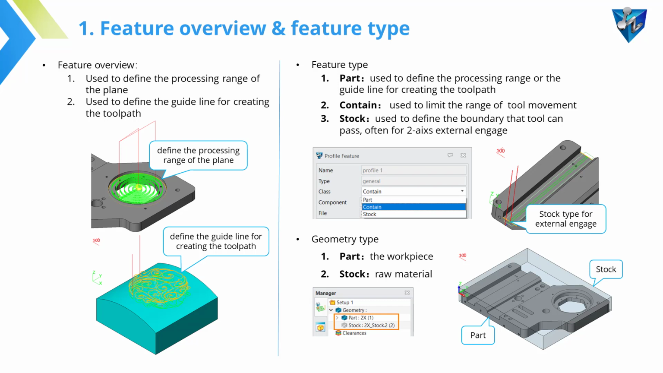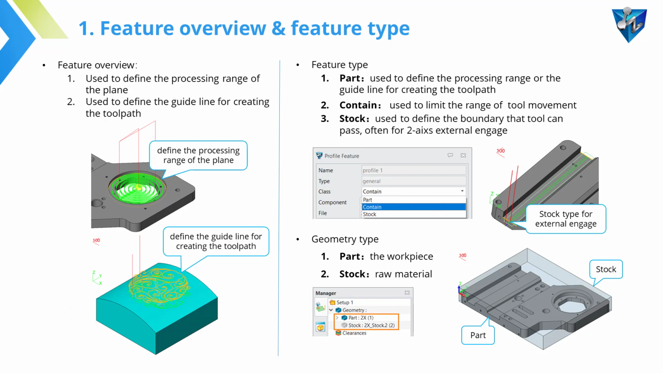The features in 2 or 3x cam are used to define the processing range of the plane and define the guideline for creating the tool paths. These two images can help you better understand. The first one is to define the processing range of the plane, which means that ZW3D will only generate a tool path within the profile. The second one is using the profile as the guideline to generate a tool path.